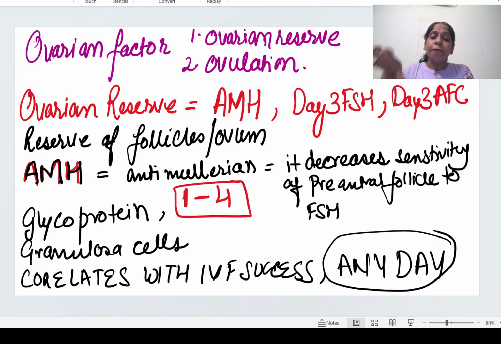So it means if the follicle is there, and the granulosa cell is there, then it will synthesize AMH. What is basically the function of AMH? Basically, it does not let the Mullerian ducts grow. Mullerian derivatives, whatever is derived from the Mullerian duct, it does not let them grow. In other words, we can say it decreases the sensitivity of the antral follicle to FSH. It decreases the sensitivity of the pre-antral follicle to the FSH.